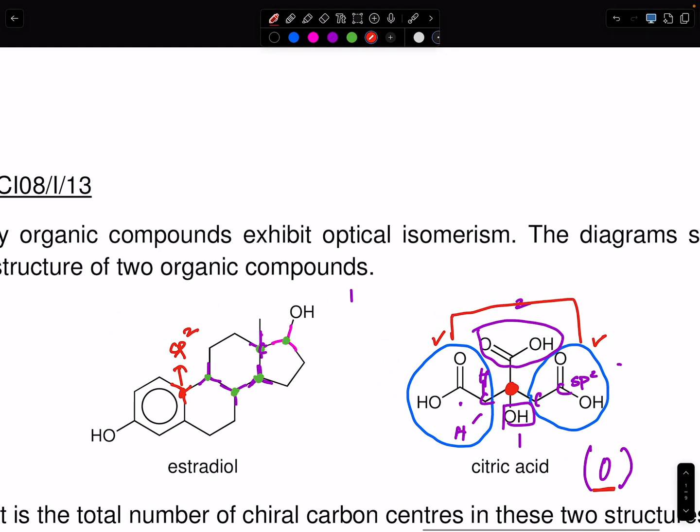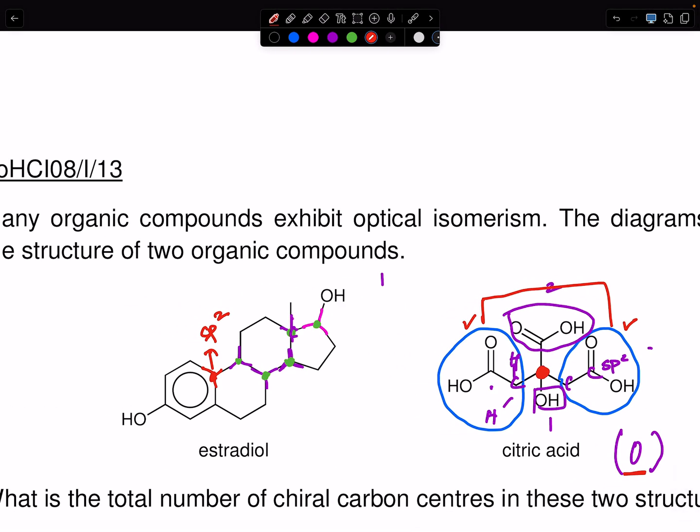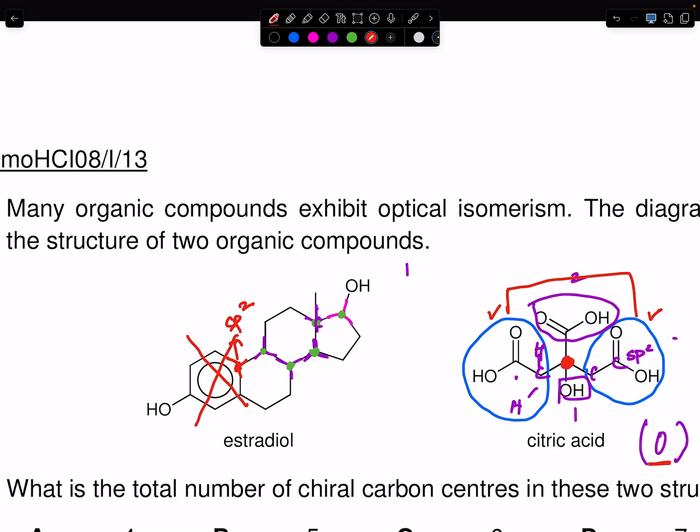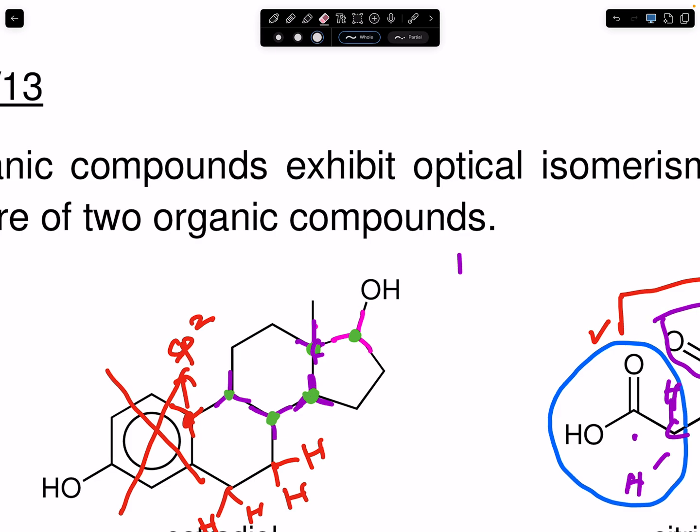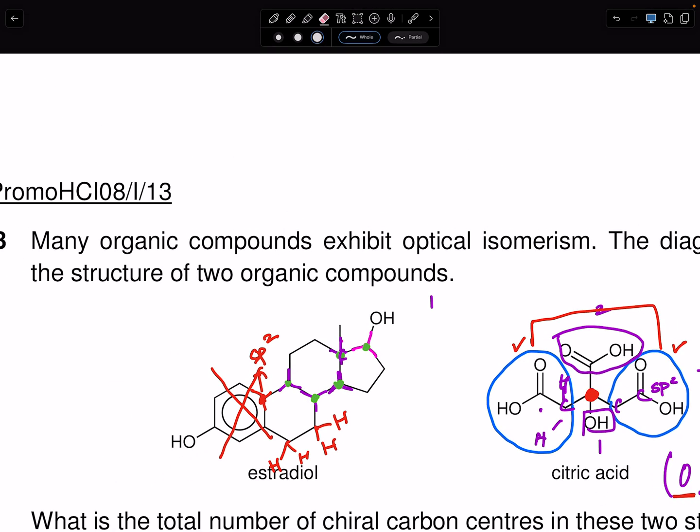Okay, let's move on to estradiol. Now, to find chiral centers, you immediately eliminate the benzene ring because the whole benzene is sp2. You understand? Alright, now you just focus. I don't bother about these carbon atoms because they are attached to 2 hydrogen atoms. You can't be chiral. For you to be chiral, you need to be bonded to 4 differing groups. So I look out for the intersections. Can you see the green points? Can you see the intersections? The intersections are where you find your chiral centers.